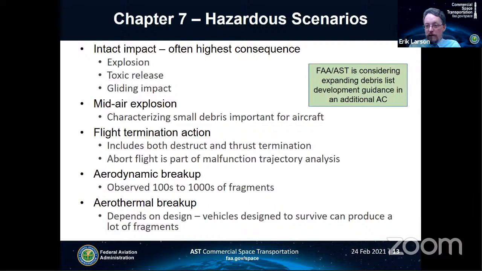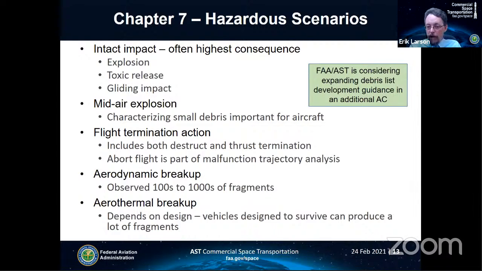For flight termination action, it's important to model what the outcome is. There's a lot of different kinds of termination results. You can have a destruct action, which may be similar to an explosion, or a thrust termination event with venting or without venting of propellants. And also, one outcome can be abort flight, if a vehicle can then continue flying under an abort condition. And this will be covered in the malfunction trajectory analysis.